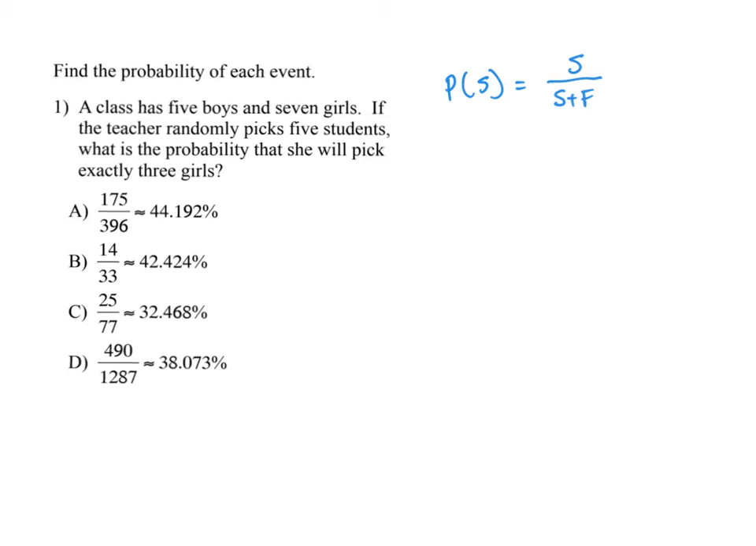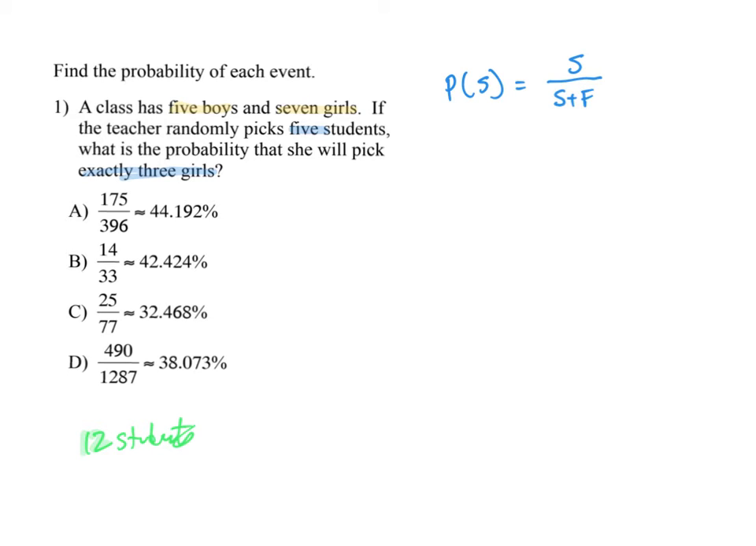A class has 5 boys and 7 girls. So right away, I like to make a note that there are 12 total students. That's just a little note for me. If the teacher randomly picks 5 students, so we are going to choose 5 from our 12, what is the probability that she will pick exactly 3 girls?